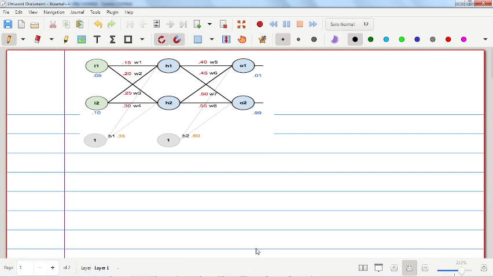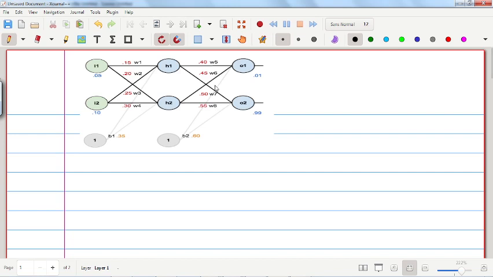Hello student, let us see one problem of backpropagation. We are updating weights in the output layer, so W5, W6, W7 and W8. These 4 weights we are going to update. B2 or this B1 can be updated in different ways, but now we are only updating these 4 weights W5, W6, W7 and W8.